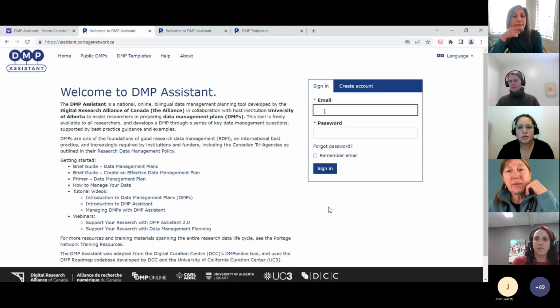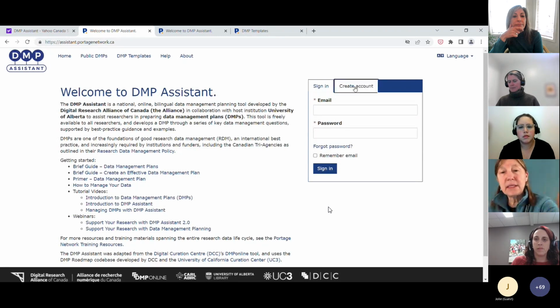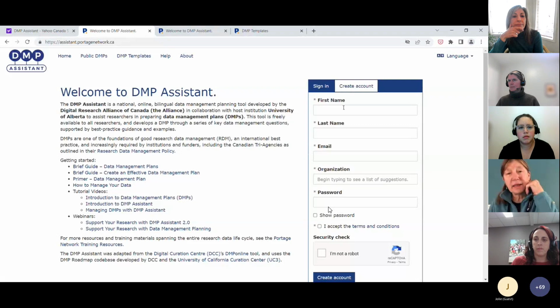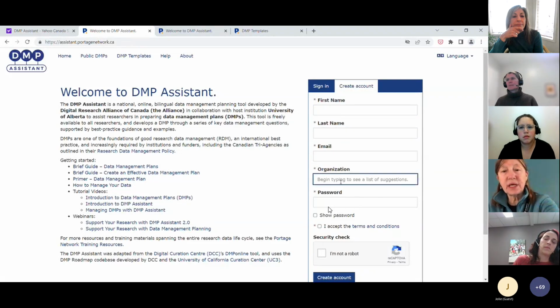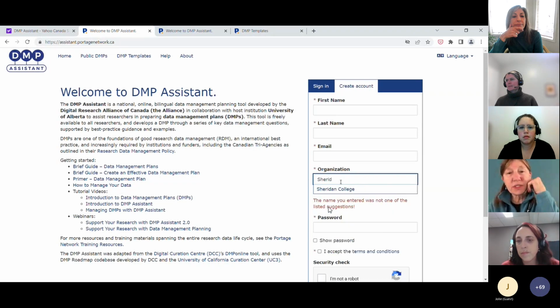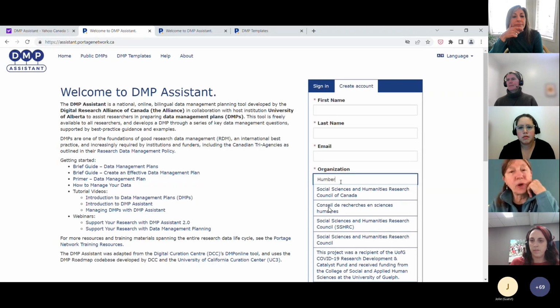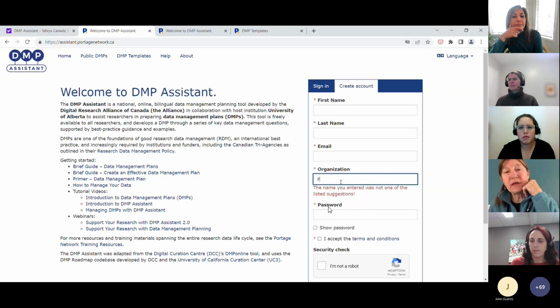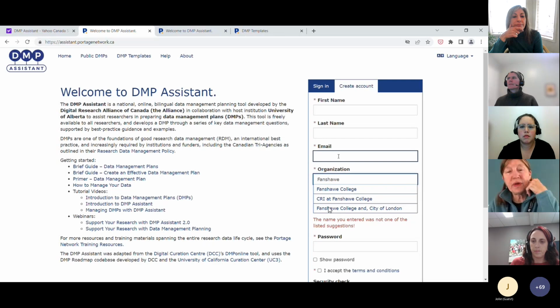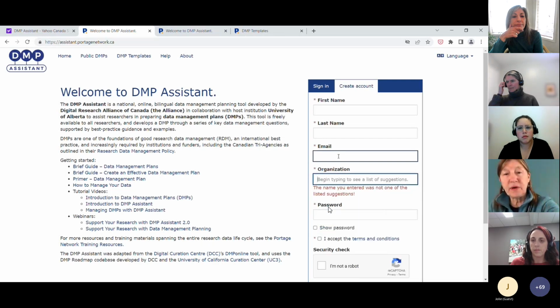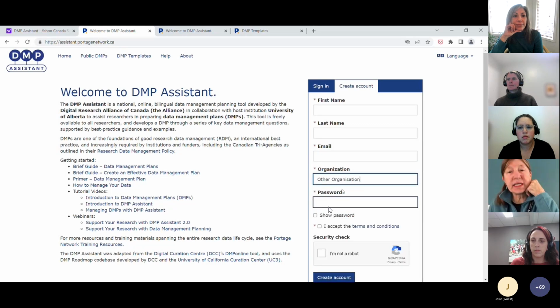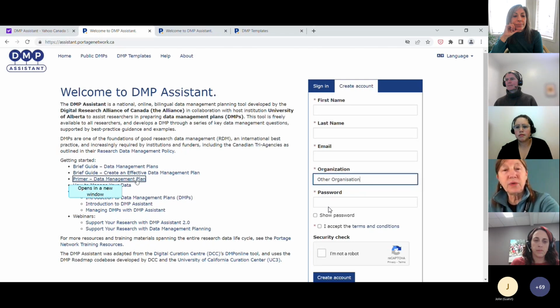Now you can log in with your name, your login, and your password. If you haven't created an account, go ahead and make one, and take a look at the organizations. I plugged in 3 colleges, and there's Sheridan, and it comes up, and then Humber I've put in. There's Humber College, and also I put in Fanshawe. So these 3 colleges are there, but your institution may not be there. So if it's not, just plug in other. And then when you put in other, just click on other organizations. That will allow you to go in and create an account.